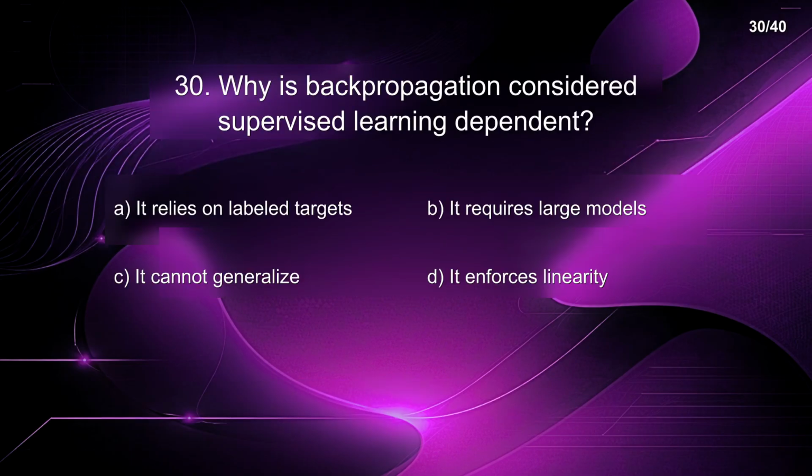30th question. Why is backpropagation considered supervised learning dependent? A. It relies on labeled targets. B. It requires large models. C. It cannot generalize. D. It enforces linearity. Correct answer is A. It relies on labeled targets.